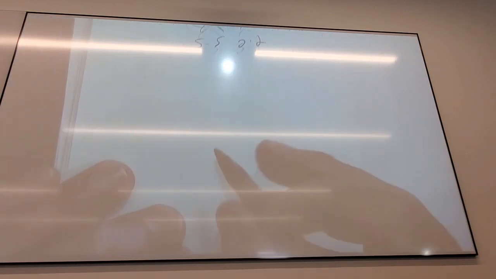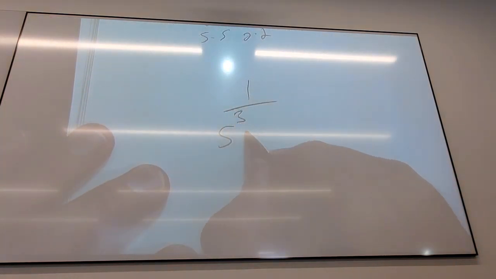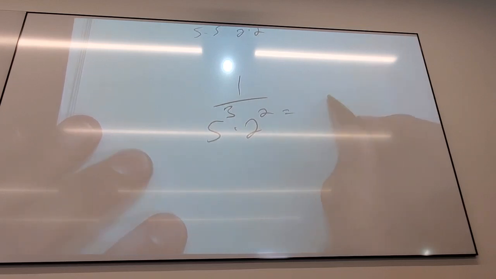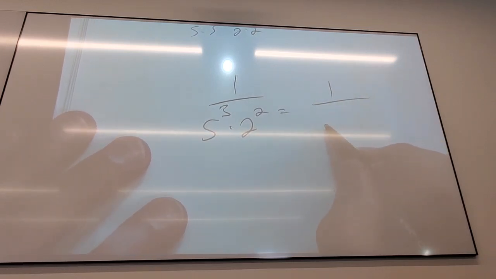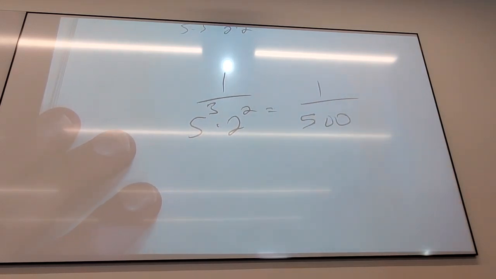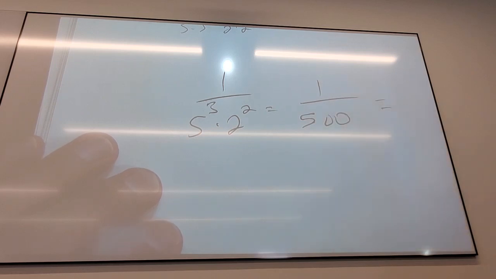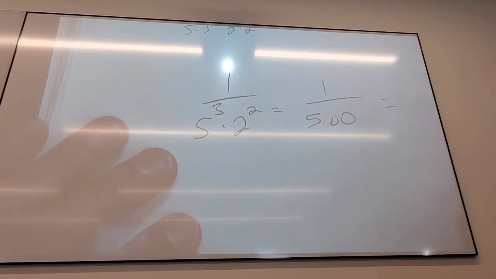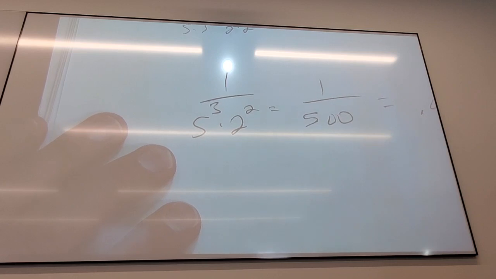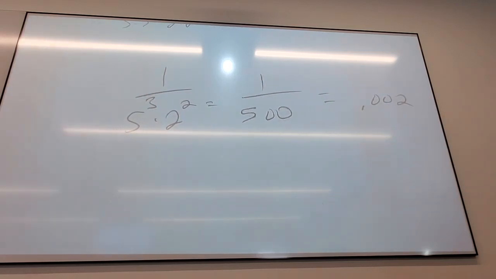So let's create one. 1 over 5 cubed times 2 squared. What is that? 1 over 500, right? And 1 over 500, if you do that in the calculator or if you do it by hand, you're going to get 0.002. So if you create a fraction and it's only got 2's and 5's on the bottom, it will be terminating.